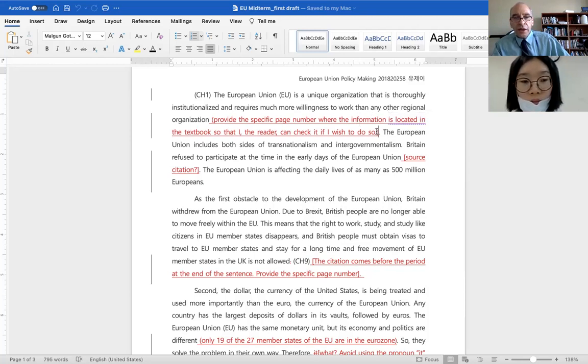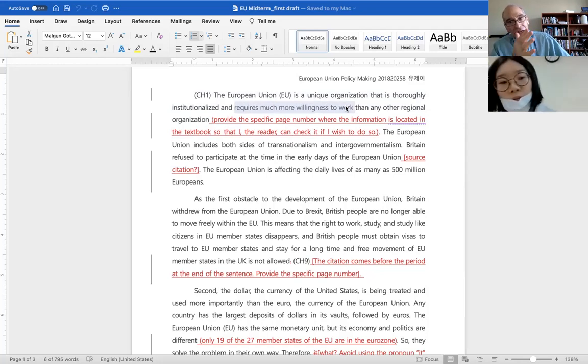So by putting in the page number, you're more likely to persuade your reader that, yeah, this is true. So you're saying, and that's a good point, that the European Union works because the European leaders want it to work. Because that requires much more willingness to work. In other words, this works because there's some kind of commitment among the leadership of the European countries, not so much in Britain, obviously, because the United Kingdom left the European Union, but amongst the ruling establishment in Germany, in France, in Italy, in Spain, there is this commitment to making this European Union work.